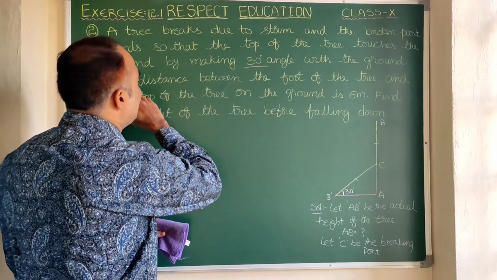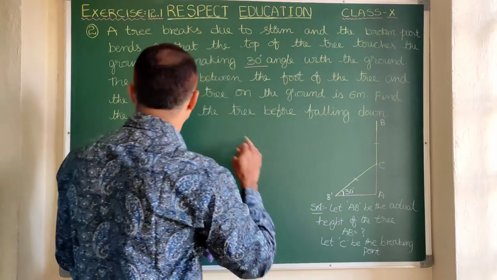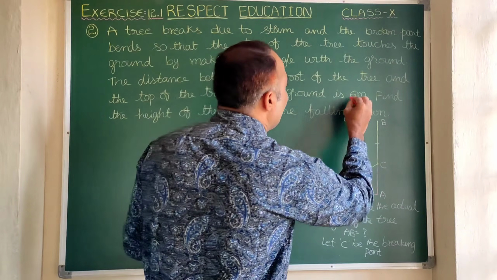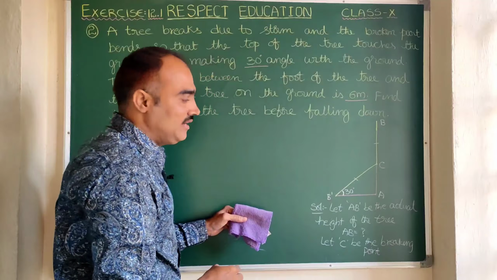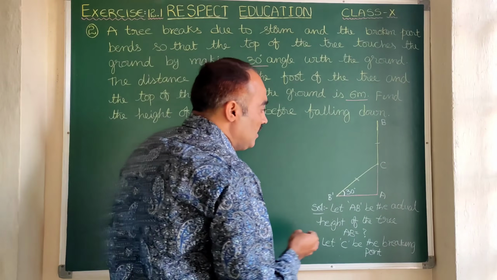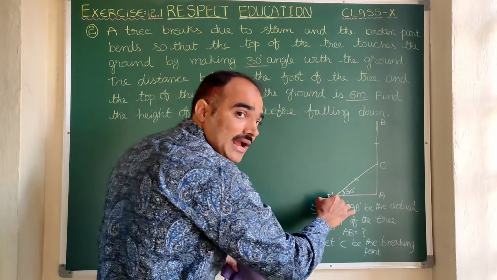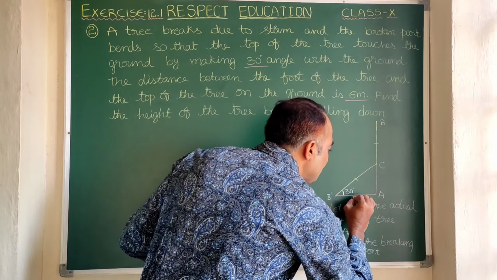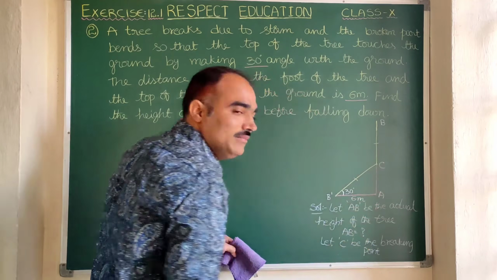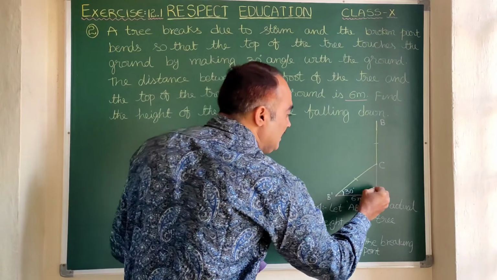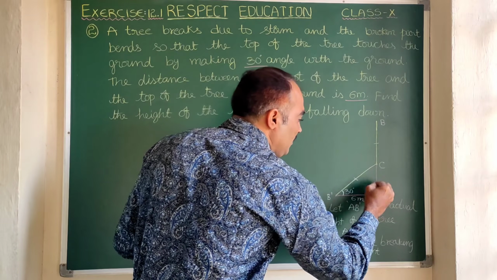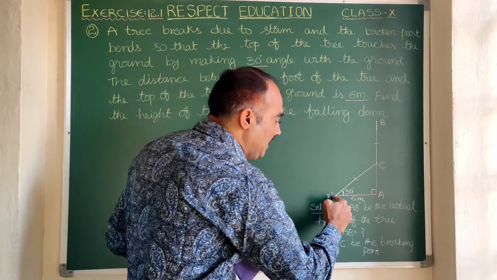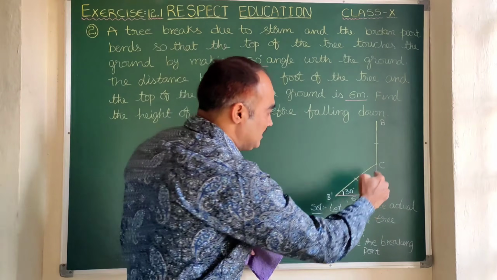See here, the distance between the foot of the tree and the top of the tree on the ground is 6 meters. Where to write this 6 meters? See, the distance between the top of the tree and the foot of the tree on the ground. That means here AB dash is 6 meters. AB dash is 6 meters. Clearly the tree is perpendicular to the earth. Now here, what is the right angle triangle? CAB dash is the right angle triangle.